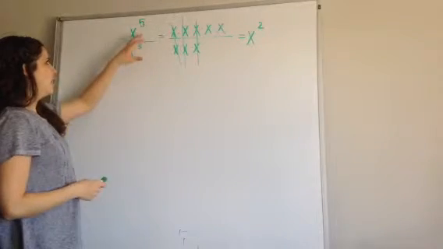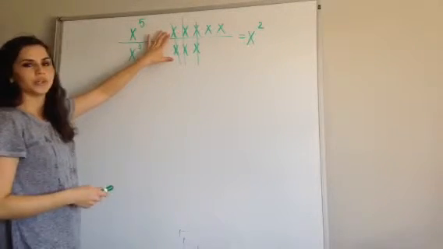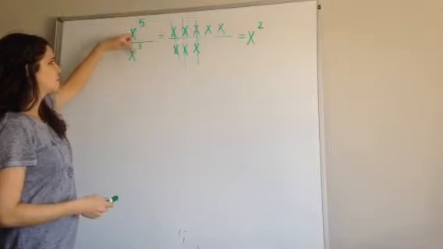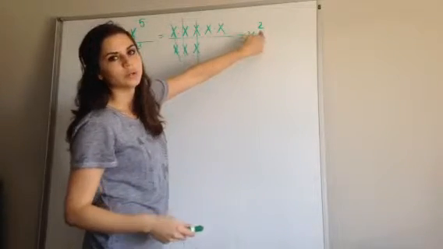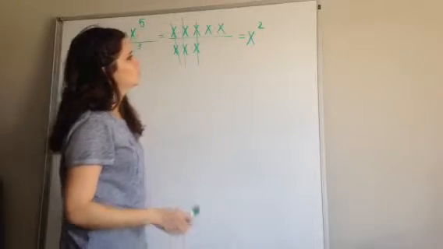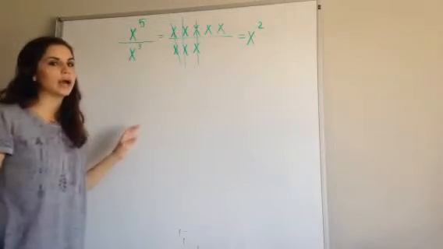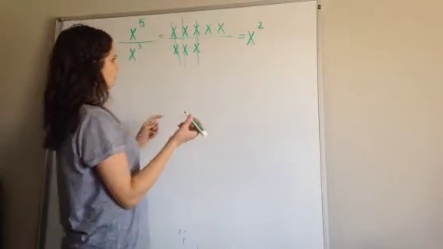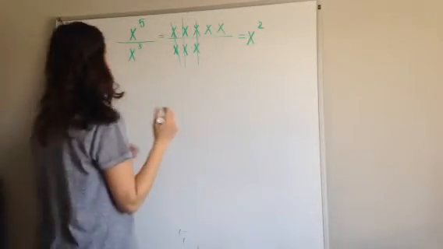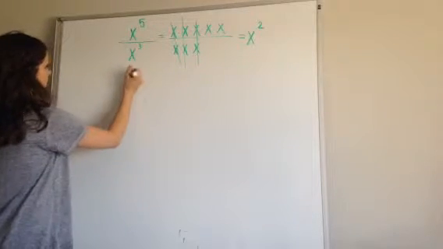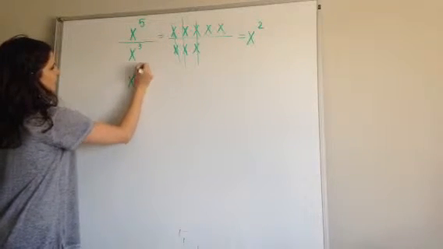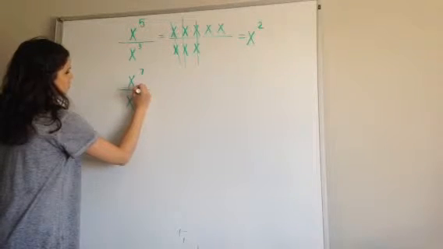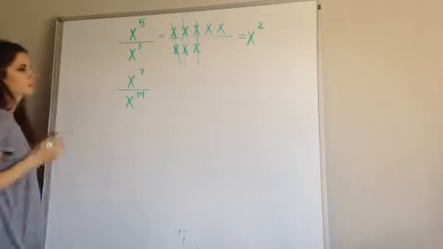So if you look at that, all they're doing is they're subtracting. So they're doing 5 minus 3. So 5 minus 3 is 2. So it's x squared. So the only tricky part, though, is that you have to put your answer in the right place. For example, let's do another one. So if I have x to the 7th over x to the 14th.